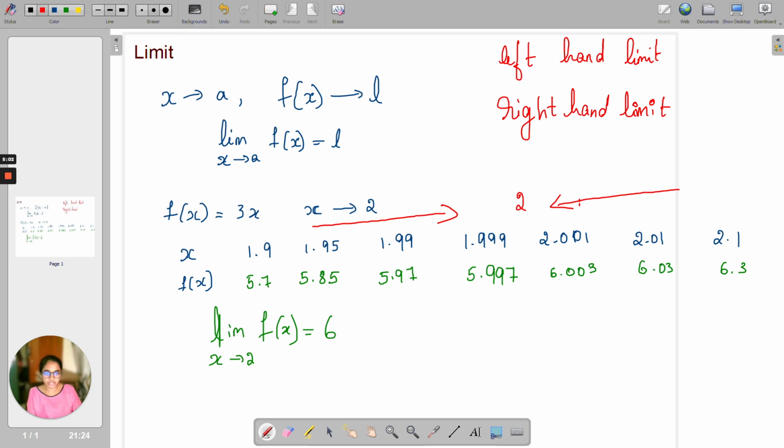So in limits, if the left hand limit and right hand limit are equal, only then we can say that the limit exists. So are those equal in the example that we took here? Yes, right? Left hand limit was 6 and right hand limit was also 6. Let me take another example now.